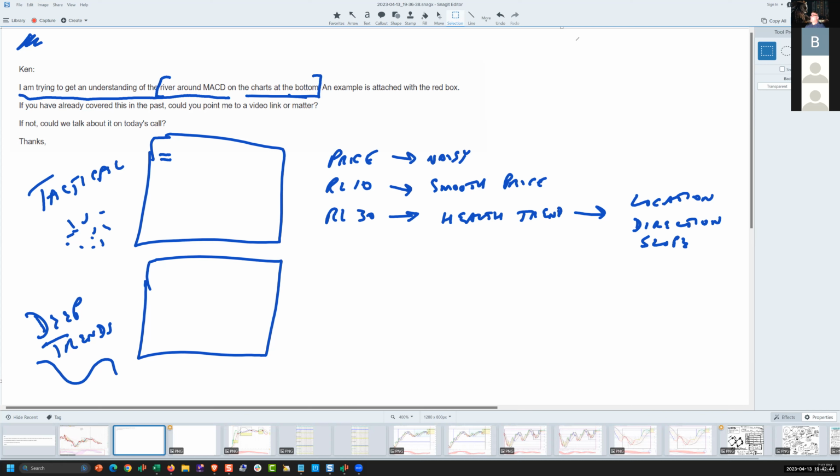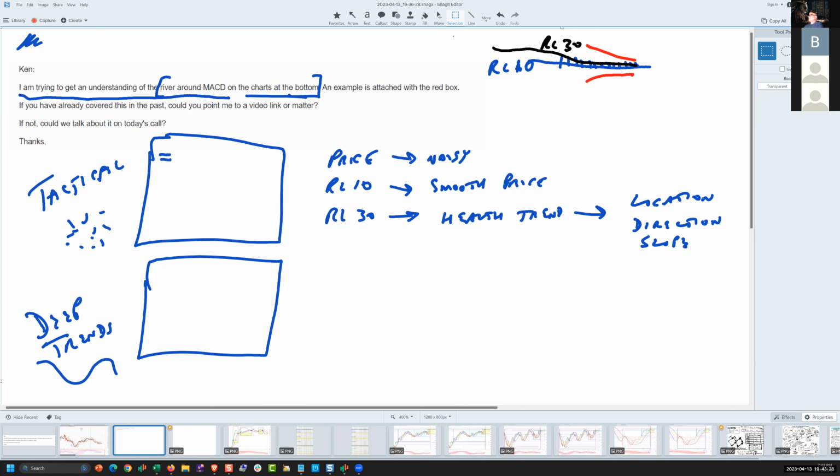So let's say we had some sideways price action and price was all tightly clustered. Then the RL10, which we draw in blue, would be very tightly wired with the price, and the RL30 would have come down and joined it very soon after. Let's just say that we had a really tight pinch in the Bollinger Bands too, so maybe that's the Z3 line. Everything is tightly clustered together.